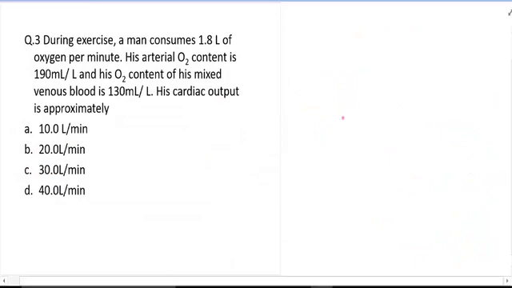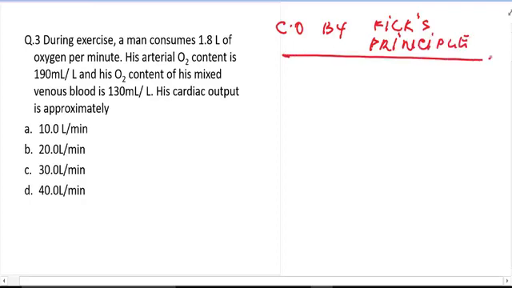Let's look at the next question. During exercise, a man consumes 1.8 liters of oxygen per minute. His arterial O2 content is 190 ml and his oxygen content of his mixed venous blood is 130 ml per liter. His cardiac output is. Now, this is the calculation of cardiac output by the Fick's principle.